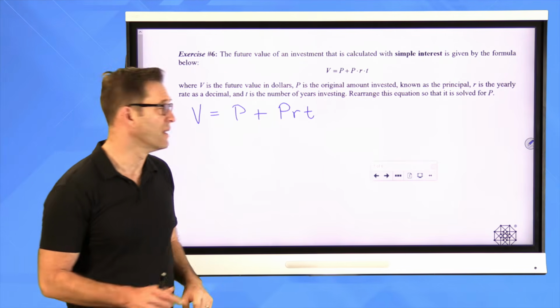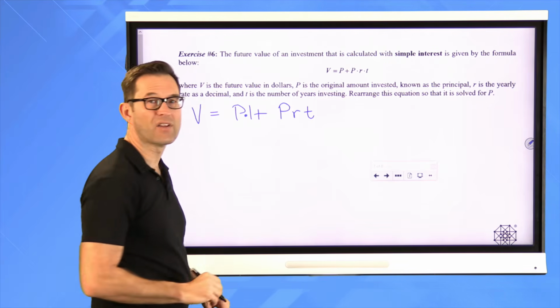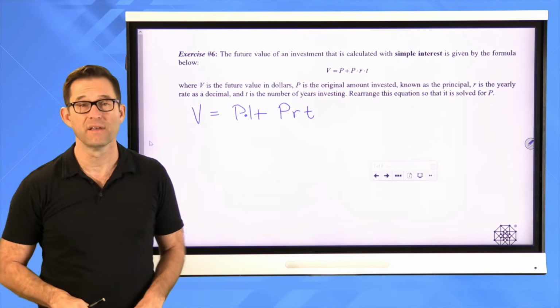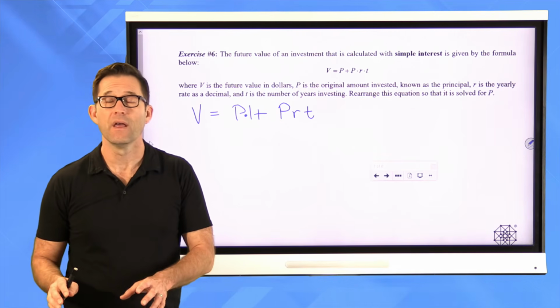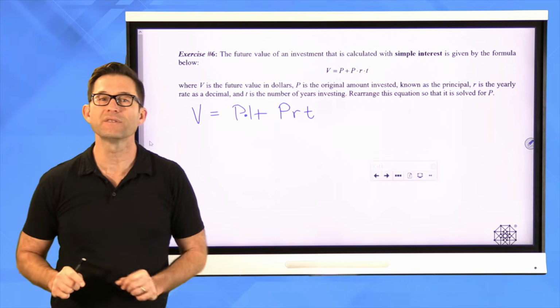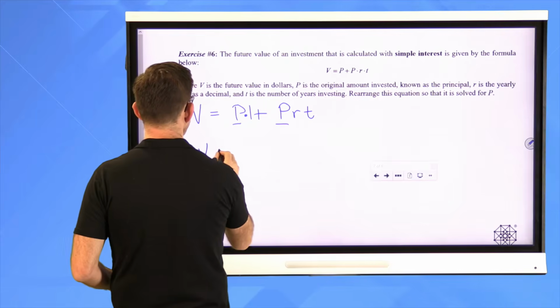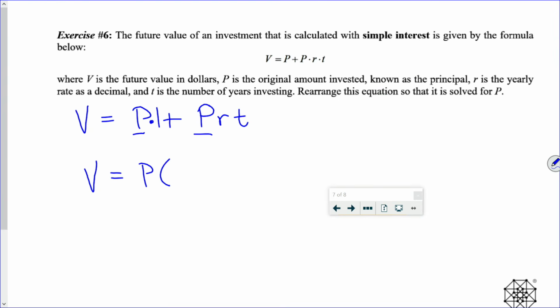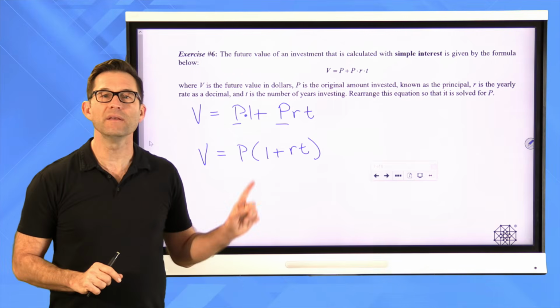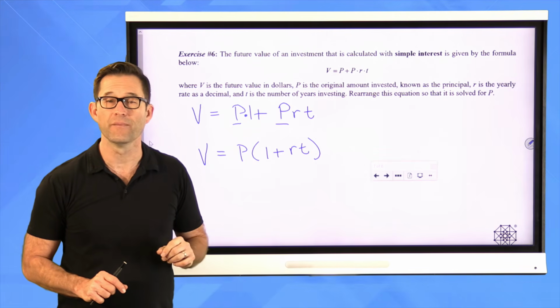So I'm going to give you a little hint. I'm going to put a times 1 here. P times 1. That's not P dot 1, that's P times 1. So how do I isolate the P? Well, I pull a trick that is very similar to what I did before. I'm going to factor that P out, and that's going to be 1 plus R times T, right? That P is both multiplying the number 1 and it's multiplying the two variables R and T.